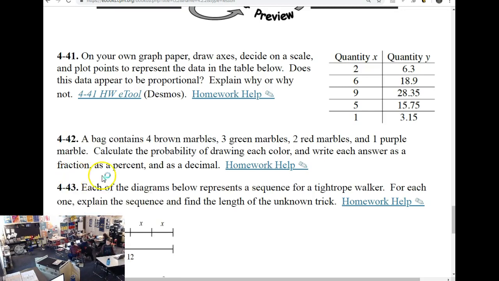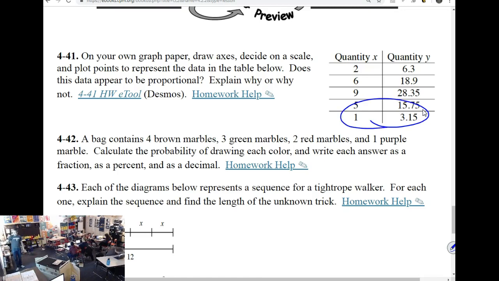So do we have something on this table that we can compare, that it doubles? Yeah, the 1 to the 2. Right, so if I go from 1 to 2, I look in the quantity y side and see, does that also double? So 1 to 2, that doubles. 3.15, if I double that, do I get 6.3? Yeah.